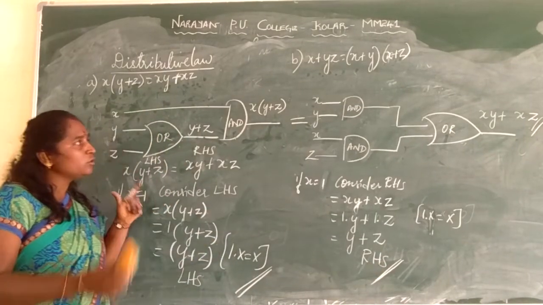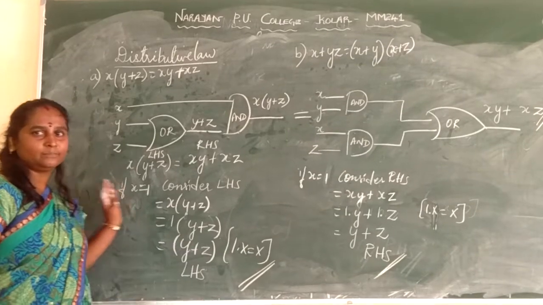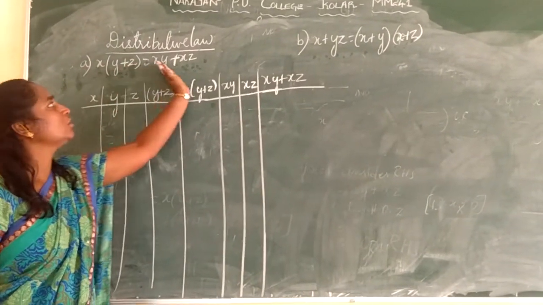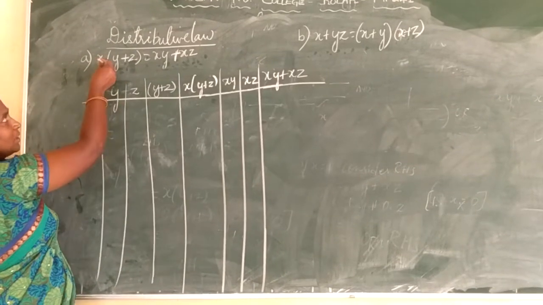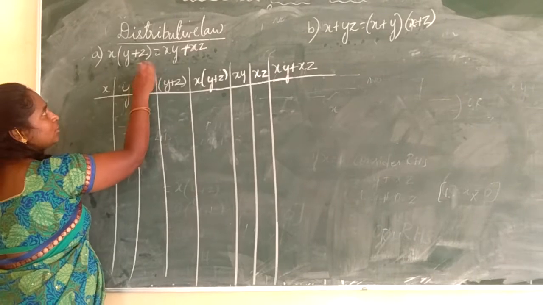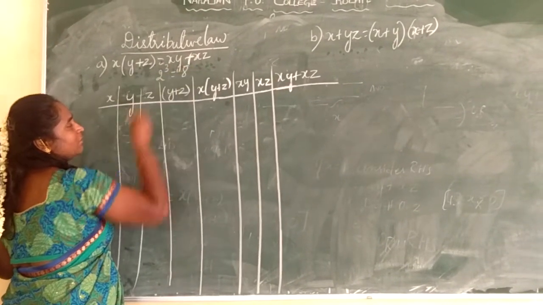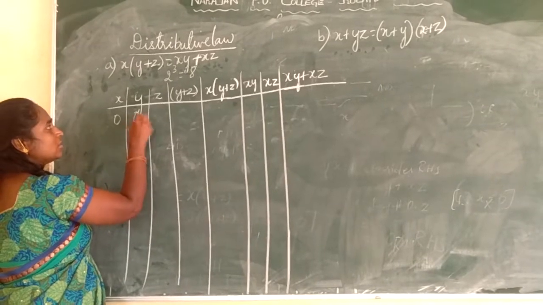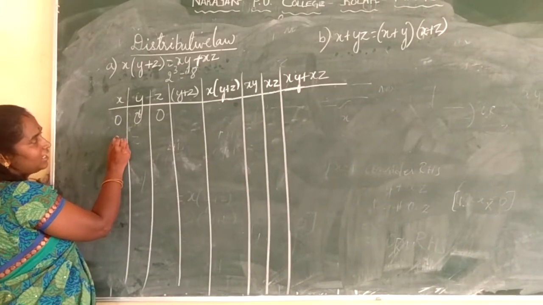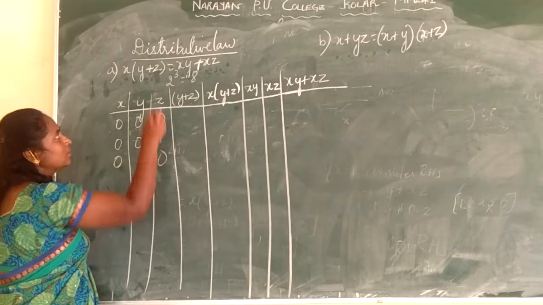Now, see how the truth table is equal between your LHS and RHS. With the truth table, we are going to prove LHS is equal to RHS. First you consider the number of inputs: there are 3 inputs, 3 variables, so 2 to the power 3 is 8 possible combinations. So 0, 0, 0. I have already explained how to represent the inputs: 0, 0, 1, 0, 1, 0.